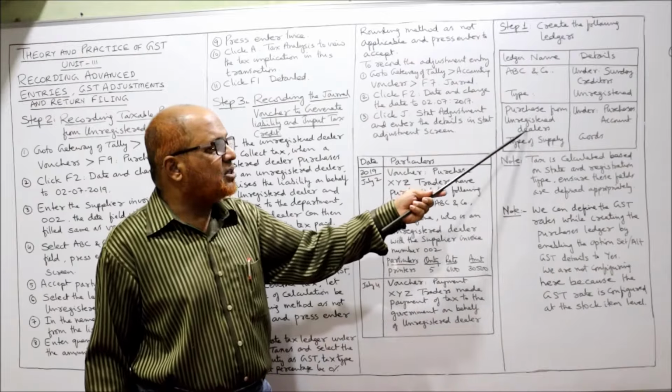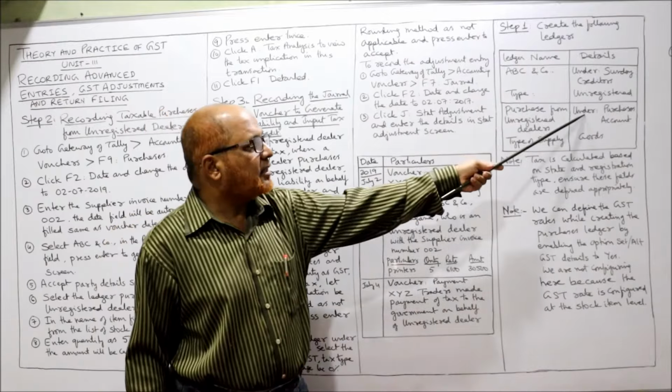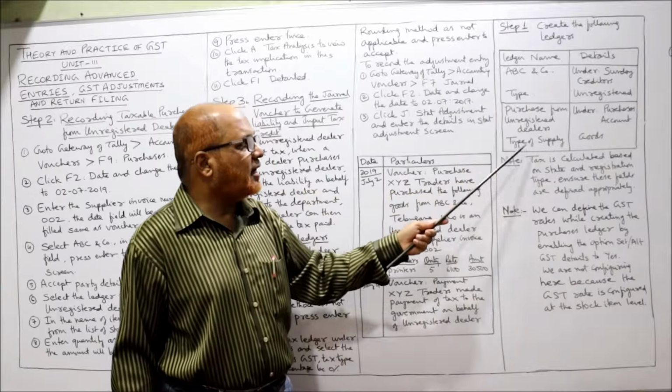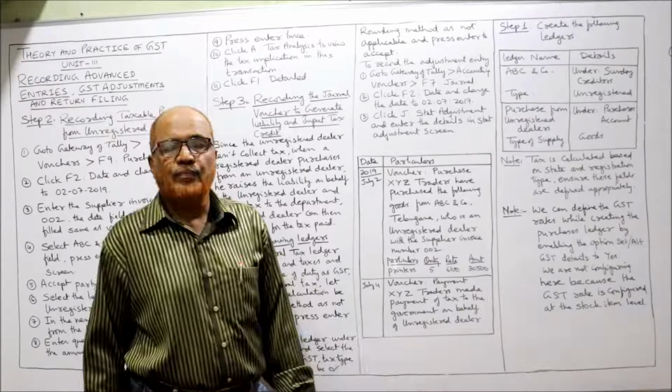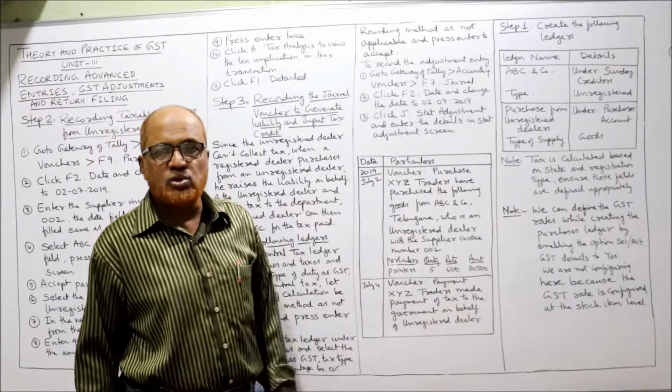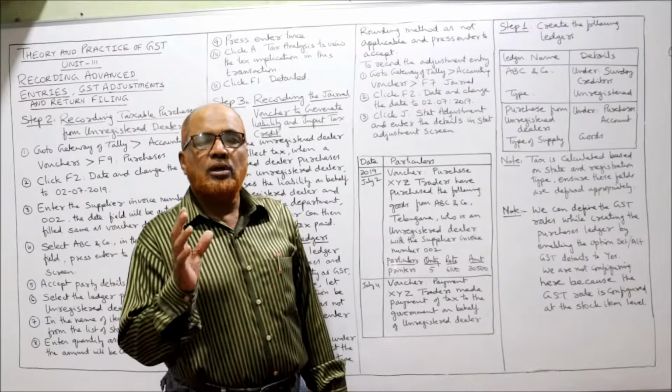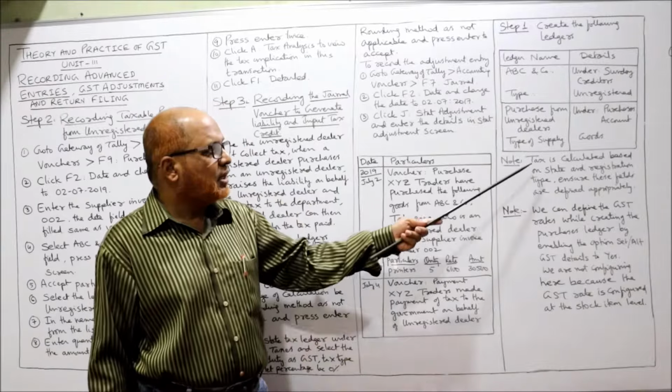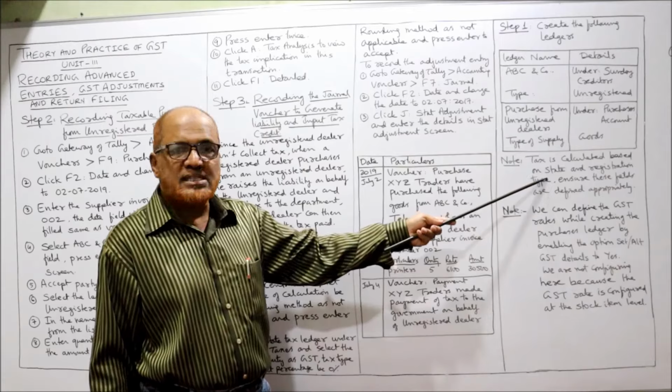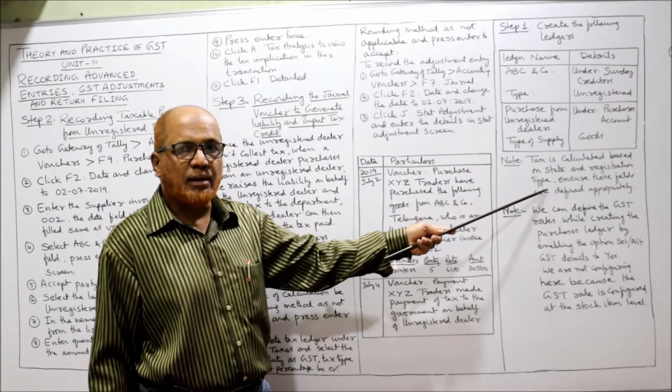Secondly, purchase from unregistered dealer, under the category of purchase account, and the type of supply is goods. So these are the ledger accounts we need. Now we have to remember some notes. Tax is calculated based on the state and the registration type.